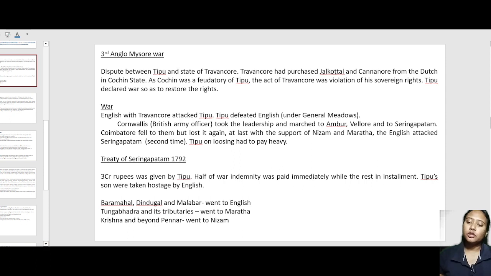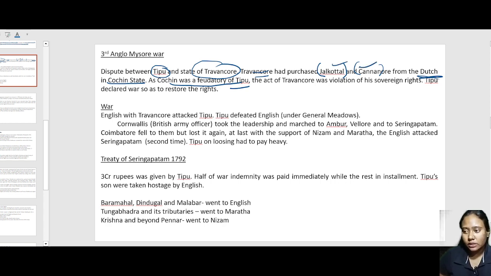So the Third Anglo-Mysore War started with the dispute between Tipu and the state of Travancore. Travancore had purchased Jalakotal and Kannanur from the Dutch in the Kochi state. But Kochi was a feudatory of Tipu, so Kochi was under Tipu. The state of Travancore bought these two regions from the Dutch without the consent of Tipu. This act of Travancore was a violation of his sovereign rights.